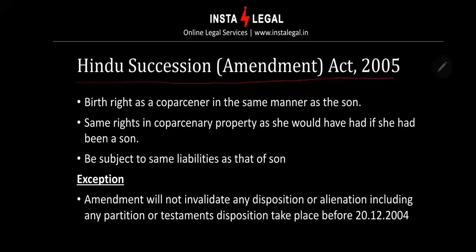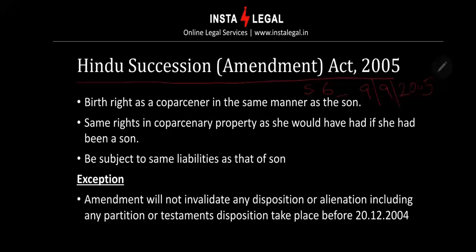The most important amendment was brought under section 6 of the act, which was made effective from 9th of September 2005. Now, what was the amendment that is so important under this Amendment Act? This amendment has given equal rights to a daughter as that of a son. Before this amendment came, there was no right that a daughter could claim from the property of the father or any ancestral property which belonged to the father or any HUF property.